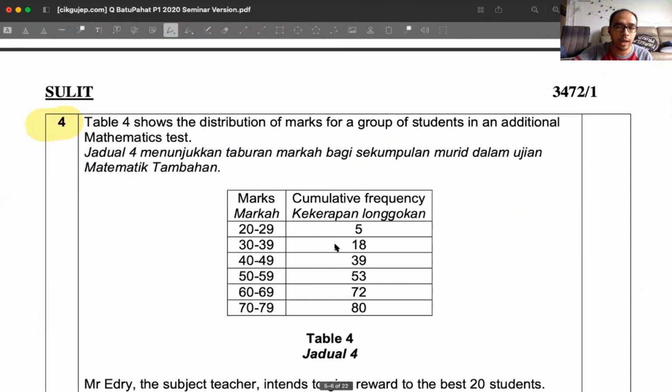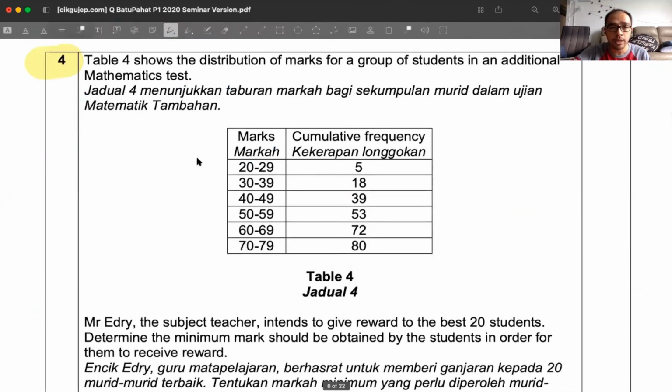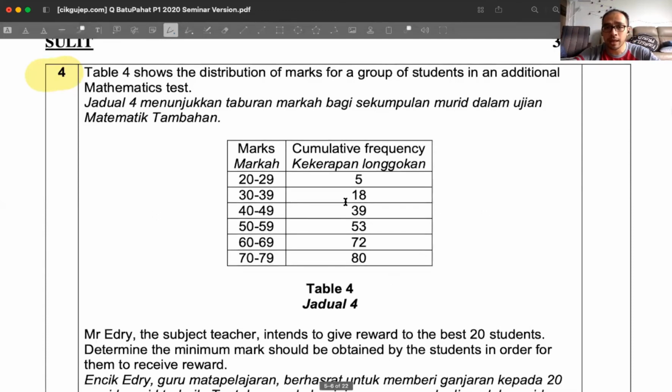Okay, I want to do question number 4, but I just want to explain this a little bit. Okay, so this is the distribution marks for a group of students in an ADMATS test. And this is a cumulative frequency. Okay, not the frequency per se lah. Okay, so whenever you see a frequency, cumulative frequency, it's always good to find the actual value.